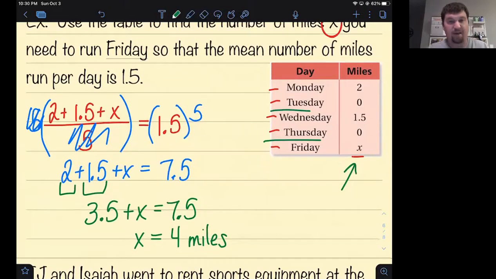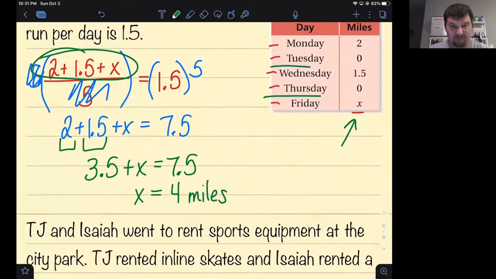So how do I set up that equation again? I started by writing down all 5 numbers, except I didn't write down the zeros because adding 0 doesn't do anything. Dividing by 5 and saying, I want that to equal 1.5 for my average. And that is how I set that equation up. And I just solved using clearing that fraction and combining my like terms.